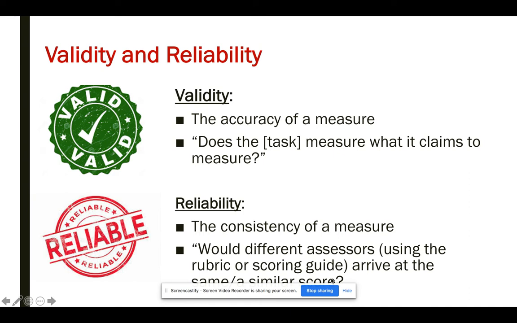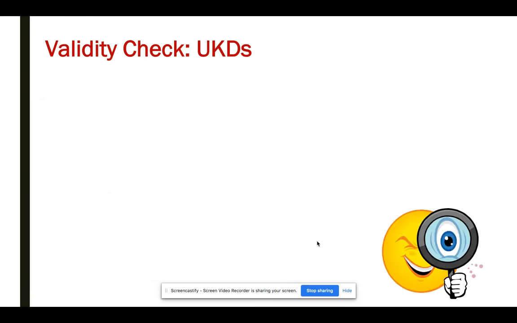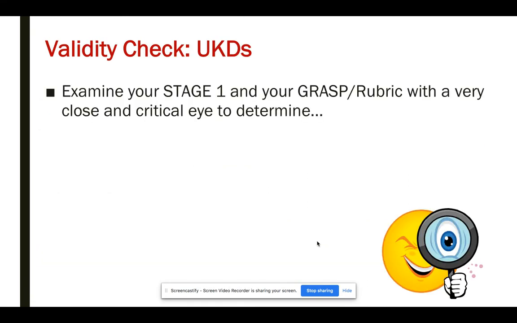So we want our performance tasks and our tests, in this case, we're going to focus on performance tasks, to be both valid and really assess the UKDs and reliable. Have our rubric be so clear that different assessors would arrive at the same conclusion. And we've taken steps to make sure that we've done this already, even though we haven't used the terminology. We did a validity check with your UKDs. And I think we could do this in the GRASP itself. I asked you to do it in the rubric, but I'd like you to try it in the GRASP itself.